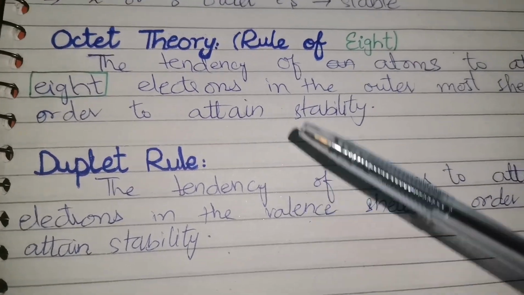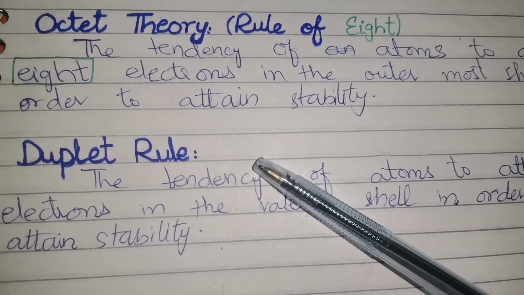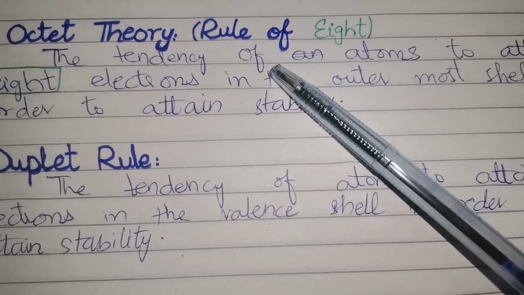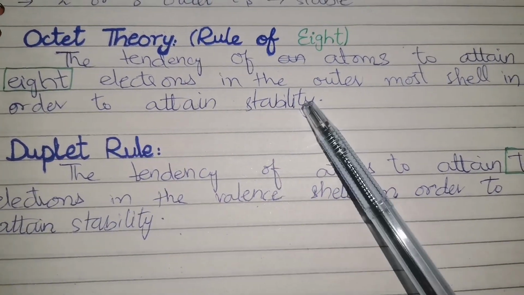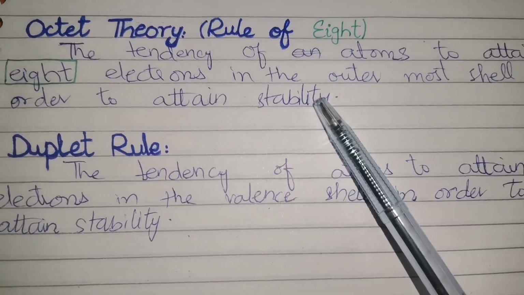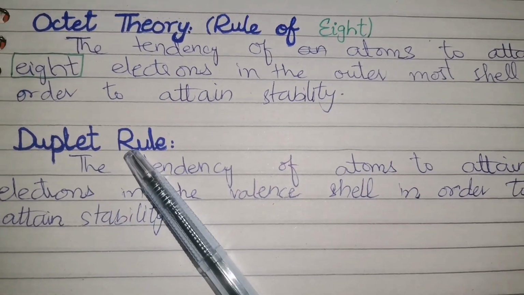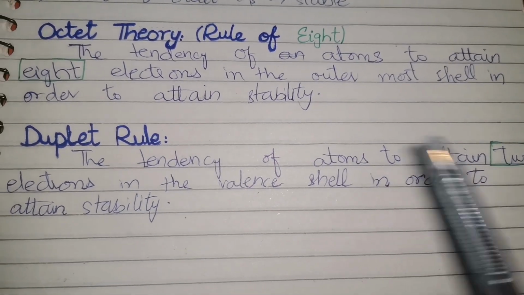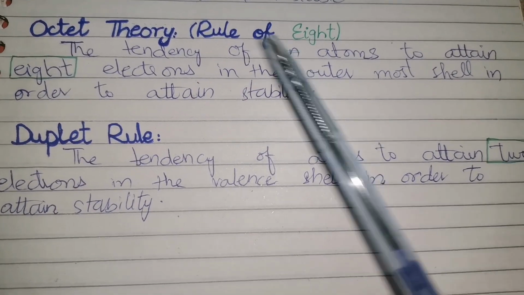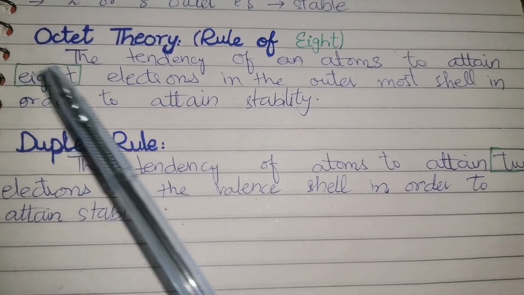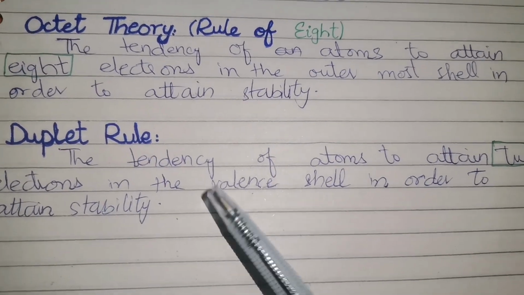Now we have two theories. Octet theory, also known as octet rule, rule of 8. What does this theory tell us? The tendency of atoms to attain 8 electrons in the outermost shell in order to attain stability. It means that the atom will attain 8 electrons in its outermost shell. And the next rule is the duplet rule: the tendency of an atom to attain 2 electrons in the valence shell in order to attain stability. Octet rule, the atom will attain 8 electrons in the valence shell, and duplet rule, the atom will attain 2 electrons in its valence shell.